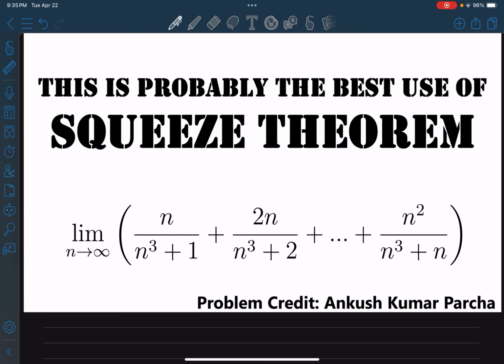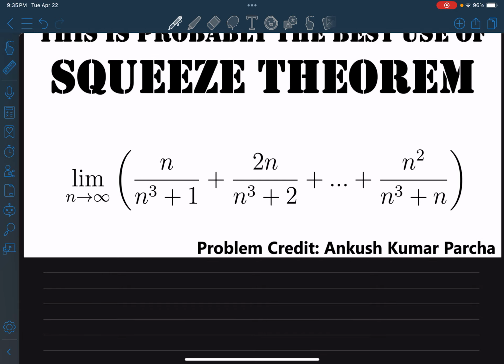This is probably the best use of the Squeeze Theorem. We are given a limit as n goes to infinity of a sum, and we want to find this limit.